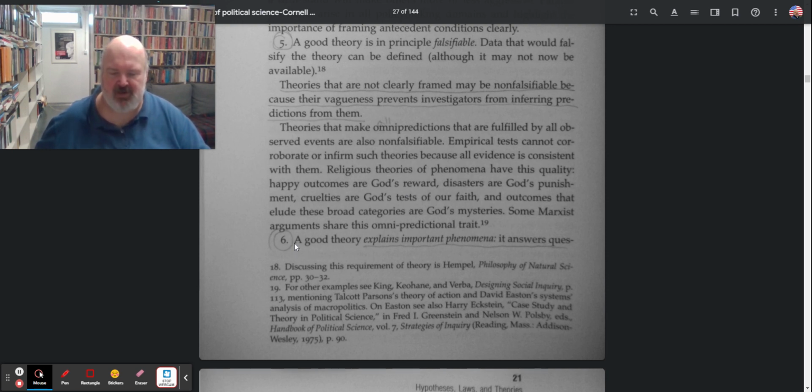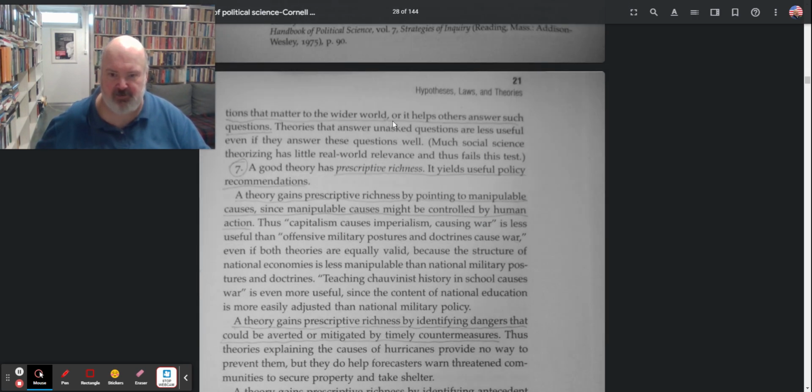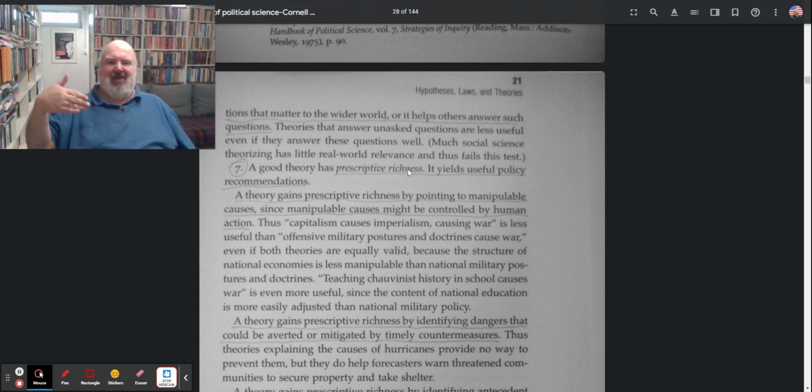Number six, the sixth category: a good theory explains important phenomena. It answers questions that matter to the wider world, or it helps others answer such questions. So it either answers them or helps others answer them. Theories that answer unasked questions are less useful, even if they answer them well. Much of social science theorizing has little real-world relevance and thus fails.